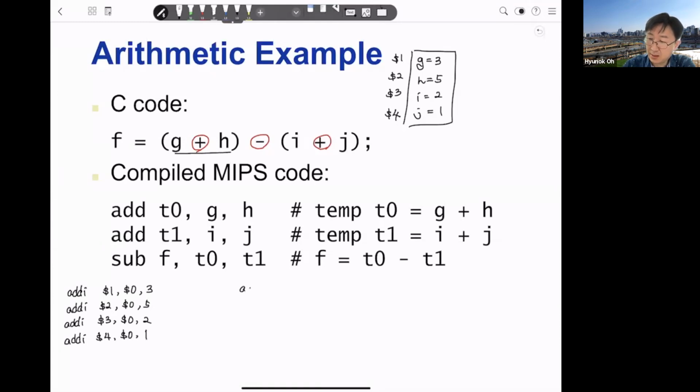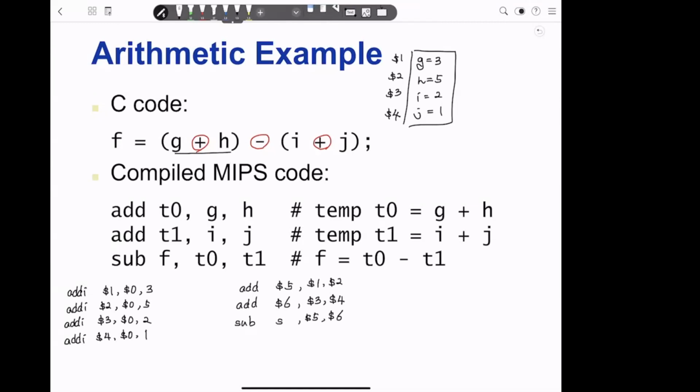So add $1, $2, and then the result should be stored into some register. $5 is not in use, so $5. And then the second one, I plus J. I is 3, J is 4. And then store into $6. And then add, not add, subtraction, from $5 to $6, and the result should be stored into the sum register.